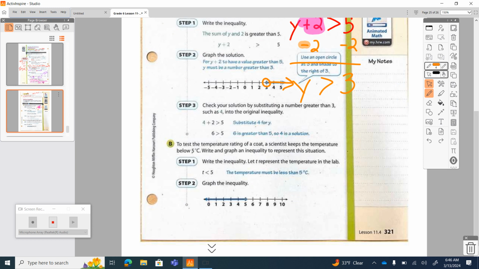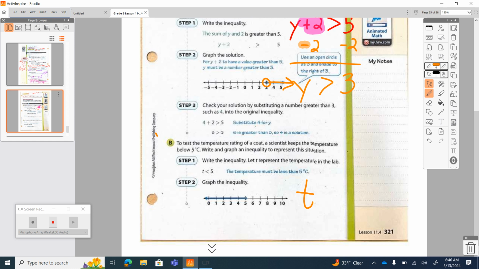Let's look at B. To test the temperature rating of a coat, a scientist keeps the temperature below 5 degrees. Okay? So the temperature, we're going to use T for temperature, has to be less than 5. So the temperature could be 4, it could be 3, it could be 2. Those are my examples. I should have written this. We start at 5. It's an open circle because there's no equal to sign. We go left.